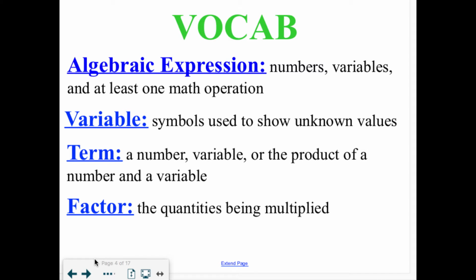An algebraic expression is a mathematical sentence. It contains numbers, variables, and at least one of the four math operations, which again are adding, subtracting, multiplying, and dividing. A variable is a symbol. In this case, we're going to use letters to stand for something that we don't know in the problem. A term is each separate part of an expression. So for example, if I have x plus 7, I have two terms. X is a term and 7 is a term. And then factor is another vocab word that talks about when there are quantities being multiplied.